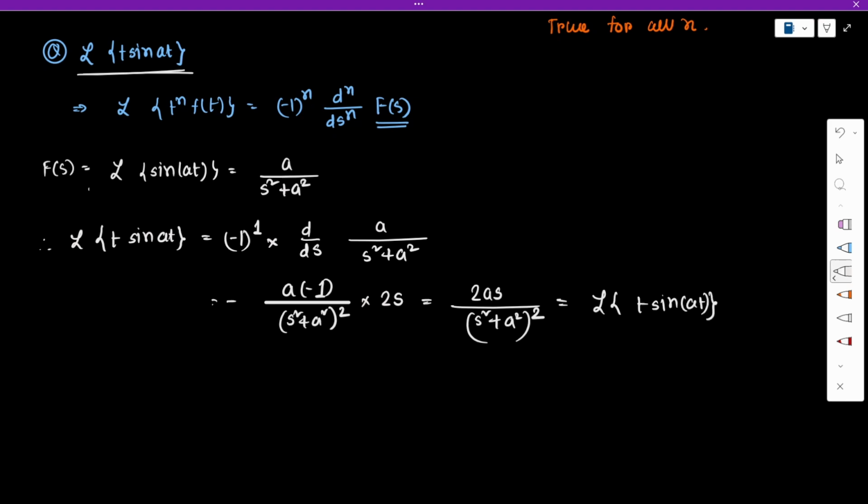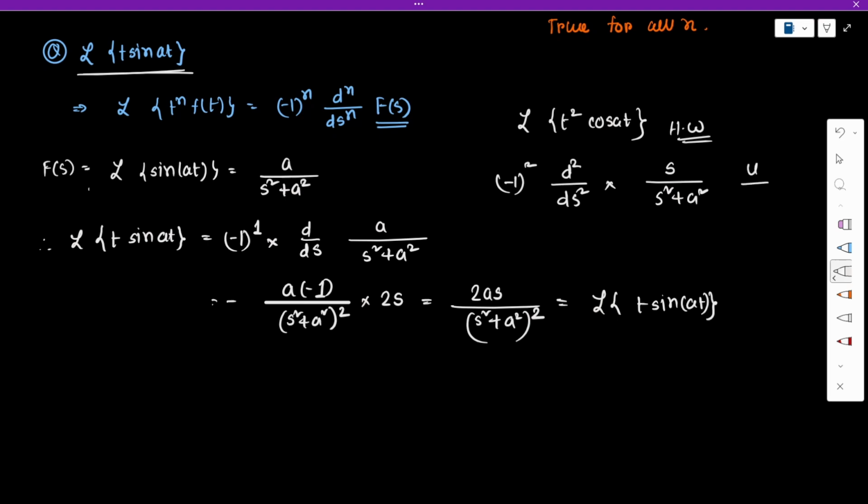So also you can find the Laplace transform of t squared cos(at), let's say. You can also find that, so that's up to you. That's going to be the homework. You're just going to have to do this negative 1 whole squared times cos(at). The Laplace transform of cos(at) is s divided by s squared plus a squared, so you just have to differentiate this one twice, and in order to find the derivative of this one twice, you have to apply the u by v method and then find the result. All right, okay.